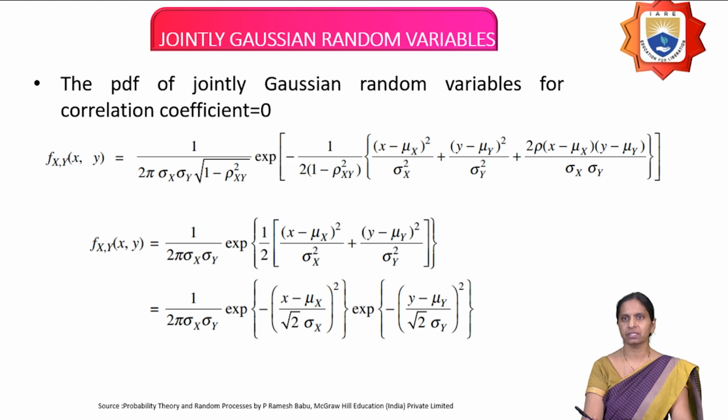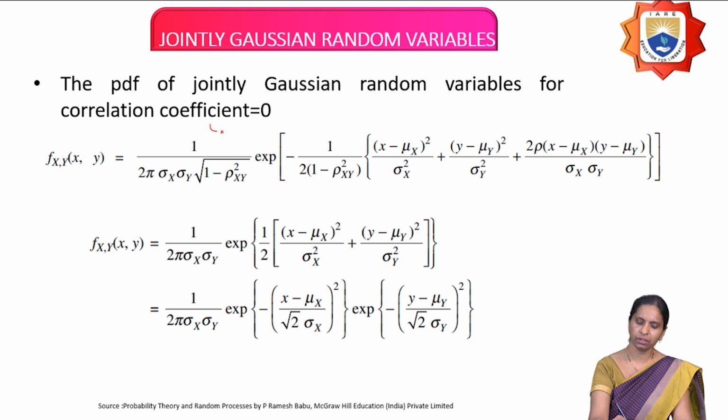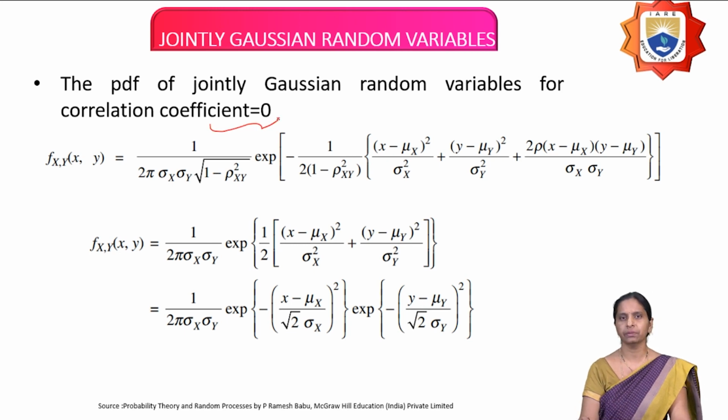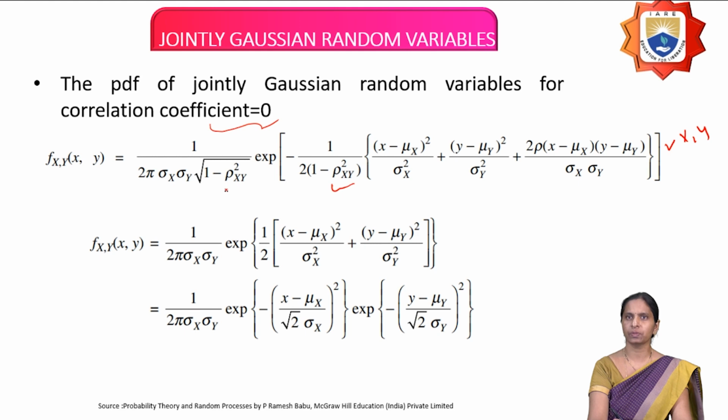Now, consider the correlation coefficient rho equals 0. When can you obtain the correlation coefficient equal to 0? If the variables are statistically independent or uncorrelated, then you can get this correlation coefficient equal to 0. In that case, what is the joint density function formula? This is the joint density function for two Gaussian random variables x and y. In this formula, you have to substitute the correlation coefficient rho equals 0.